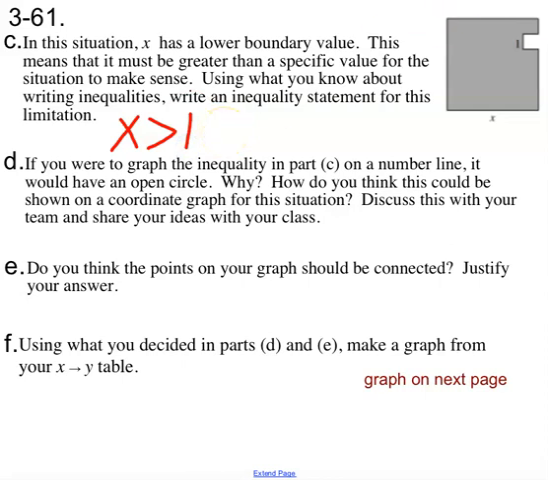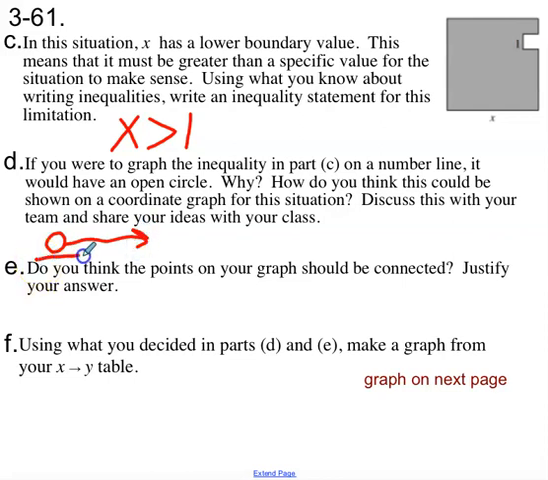Do we know? And again, you might look at it and say, it's probably not going to be 2, but we don't know for sure because not everything's drawn to scale. All we know for sure is x has got to be greater than 1. So D, if you were to graph the inequality in part C on a number line, it would have an open circle. Why? So again, if we drew it on a number line, it would look like this.